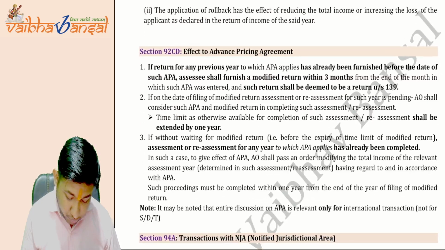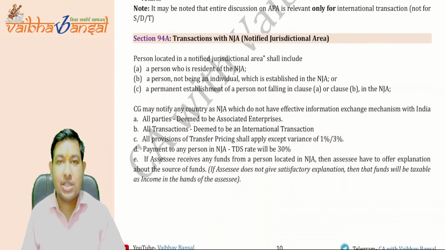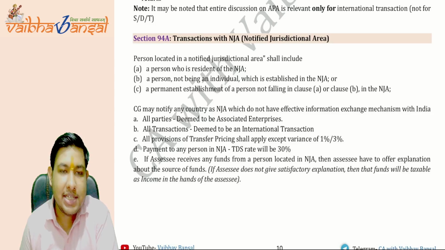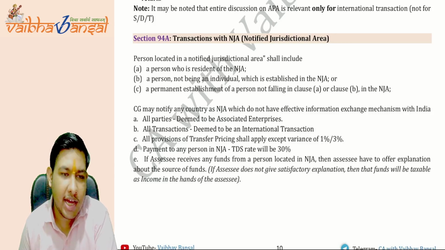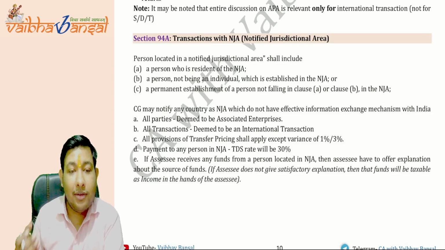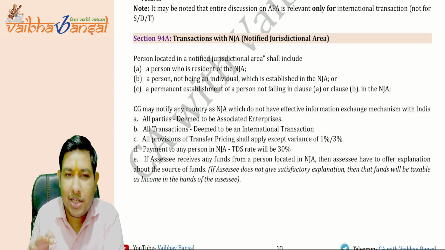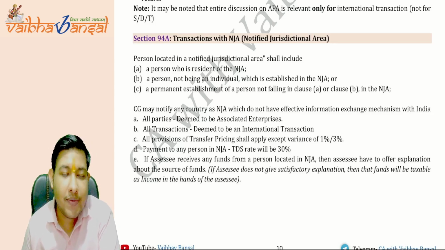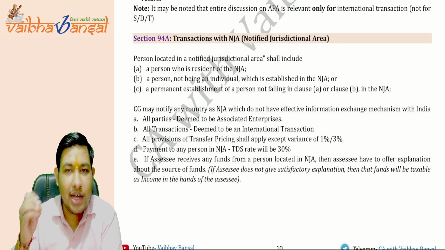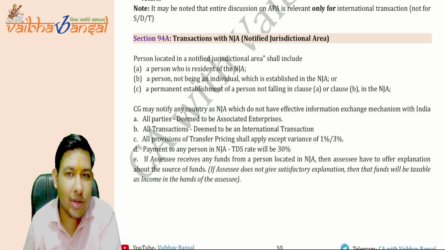Tomorrow. Now coming to the transactions with NJA. What does it say? The government said we will notify some jurisdictional areas, from where there is no exchange of information, from where we feel that some transfer pricing is happening and that particular country is not providing us the data. So in those cases we will notify that country as an NJA, notified jurisdictional area.